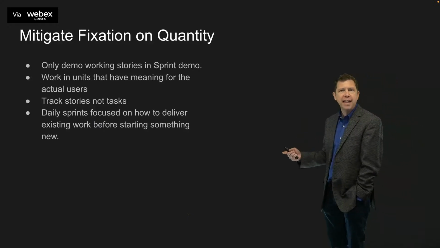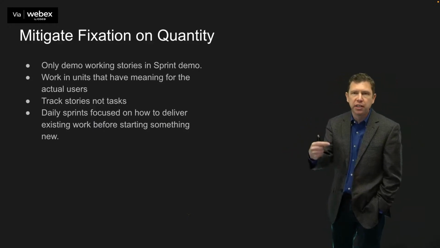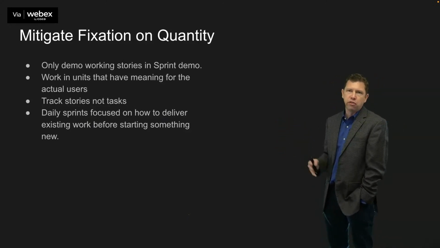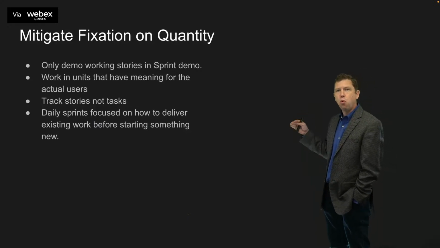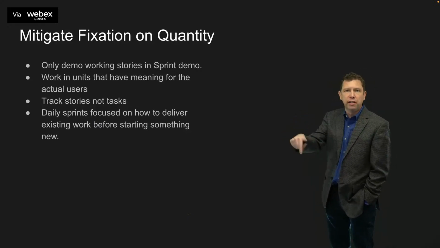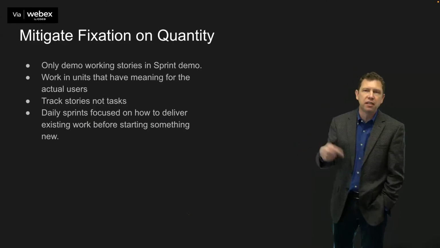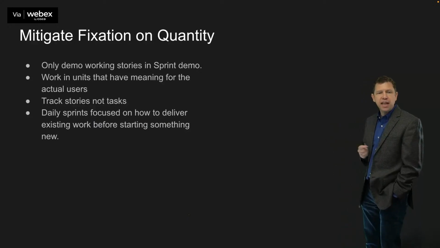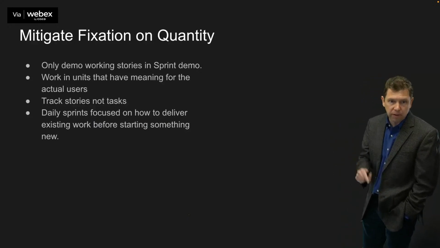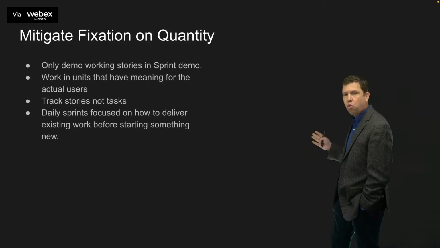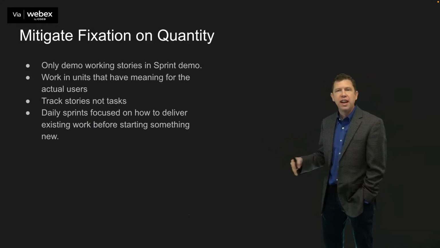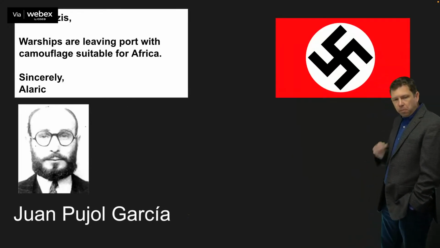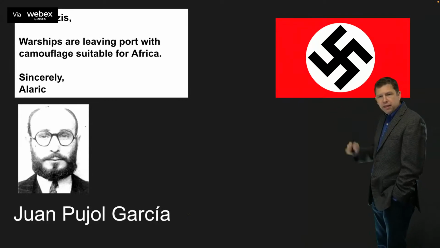Track stories, not tasks, because we want to be thinking about how we're delivering something that's usable to the user. Now, if there's value in keeping track of tasks in Jira or whatever you use, that's fine, but you don't want that to be the thing that you're focusing on. You want the stories, the thing that the user can actually use that is delivering working software. And then have daily standups focused on how to deliver existing work before starting something new, right? It's not the quantity of things we can start, it's the value of the things that we were able to finish.